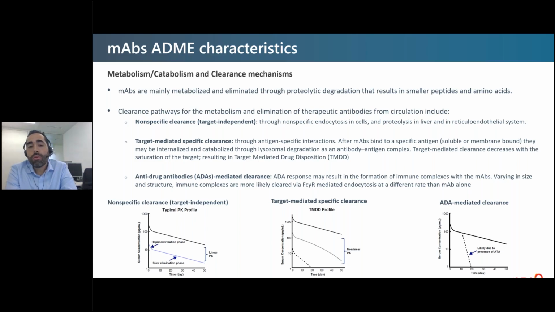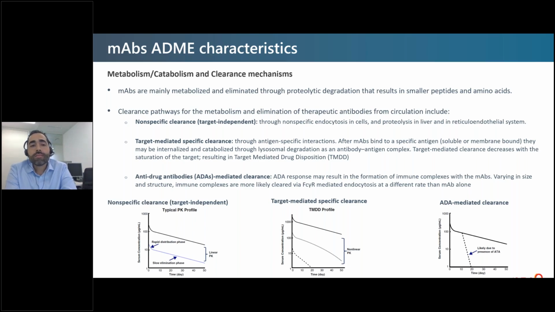However, it is important to note that both mechanisms, the target-mediated specific clearance and the non-specific clearance, can coexist for the same compound. However, each will be predominant at either low doses or high doses. At low doses, we will observe a nonlinear PK profile due to the target-mediated specific clearance. However, once saturated, the non-specific clearance will take over and we will observe a linear PK profile at high doses.